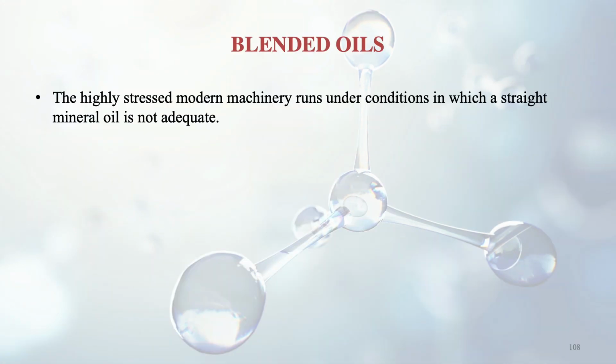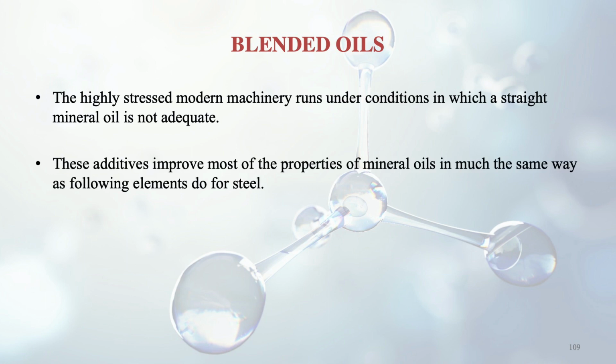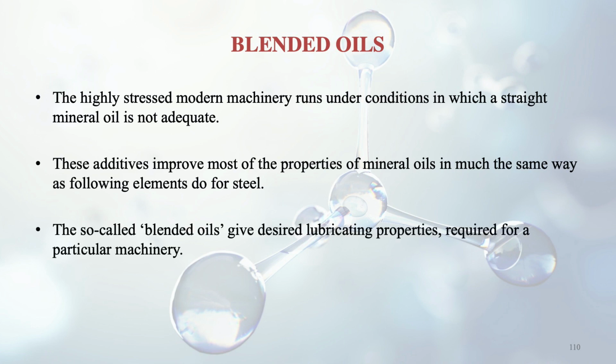Then the highly stressed modern machinery runs under conditions in which a straight mineral oil is not adequate. So we cannot simply say that I will use either animal or vegetable oil or mineral oil. We have to go for blended oil. And these additives have to be added, and they improve most of the properties of mineral oils in the same way as certain elements do for steel, like we alloy, we mix certain elements with the steel, so properties are improved. Similar is the case here. The so-called blended oils will give desired lubricating properties required for a particular machinery.